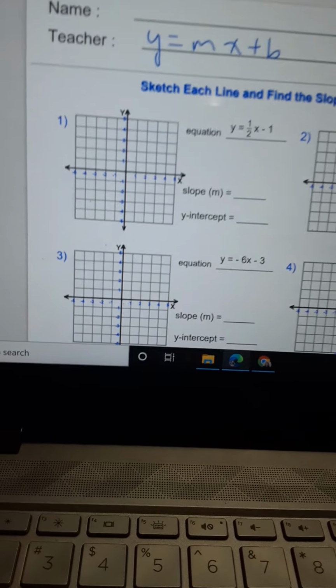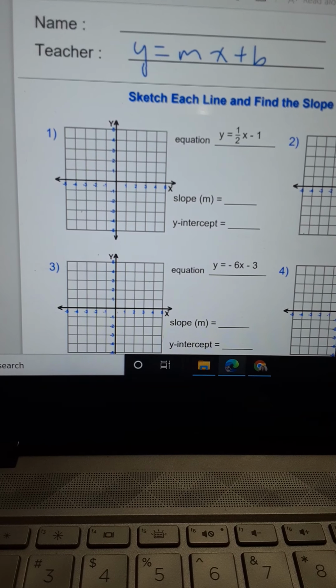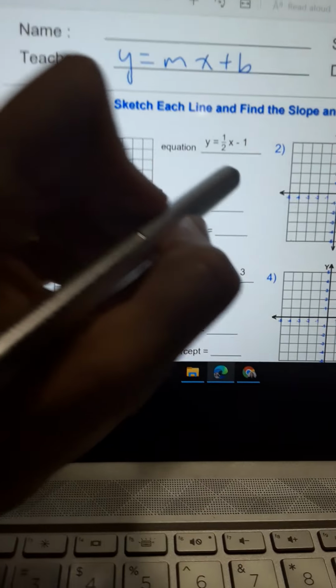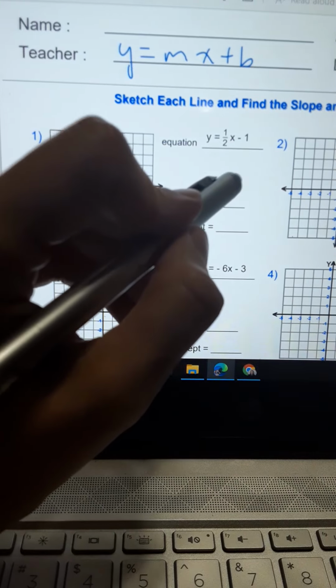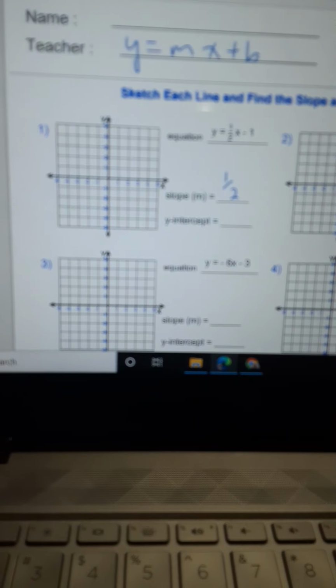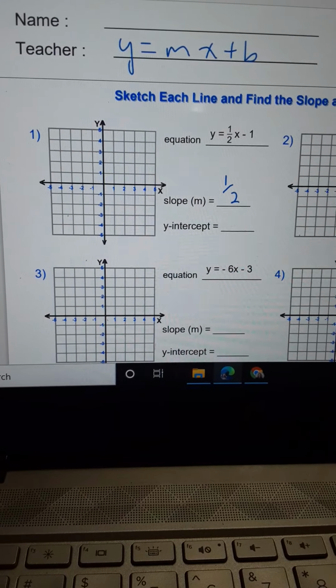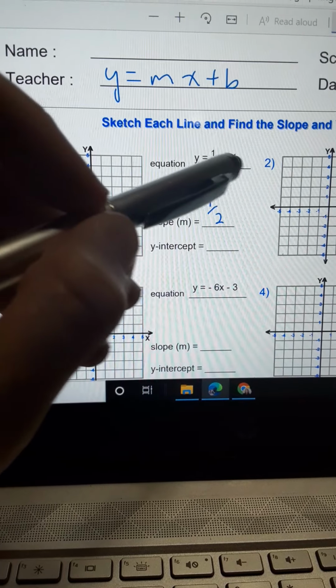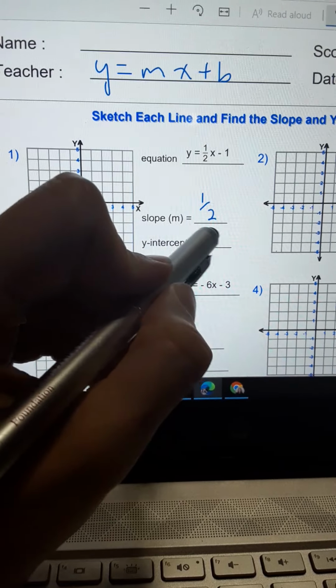So if we look at number 1, they gave us the equation y equals 1/2 x minus 1. So we know our slope is a positive 1/2 because the m is in front of the x. And then our b is a negative 1, because instead of being a plus b, it's a minus b. So it's a minus 1.